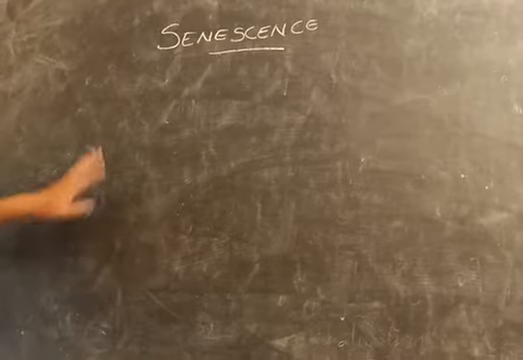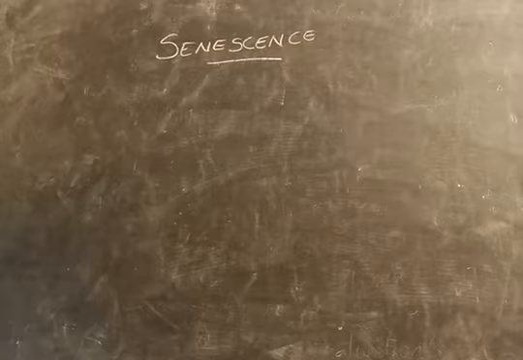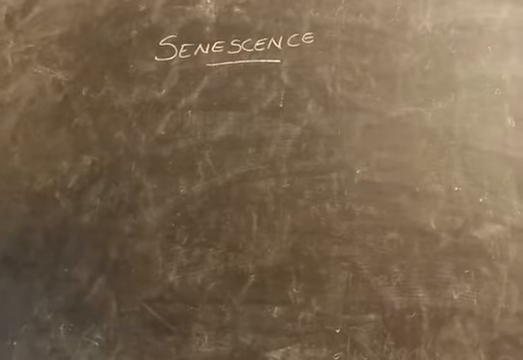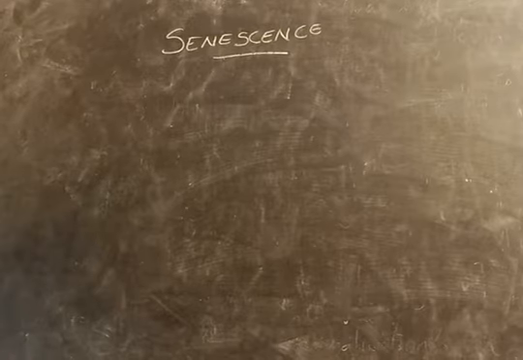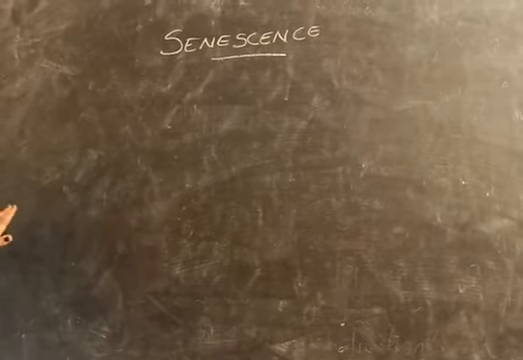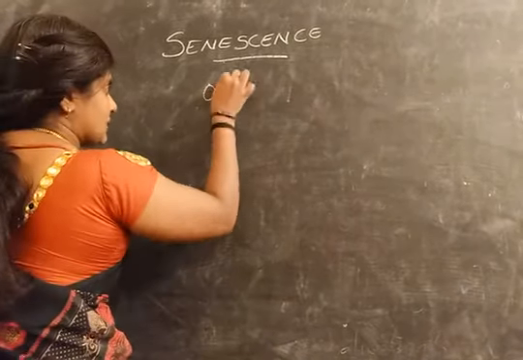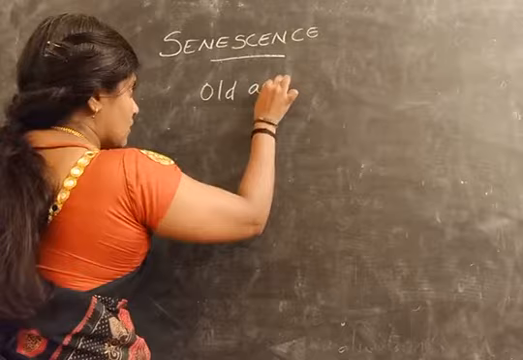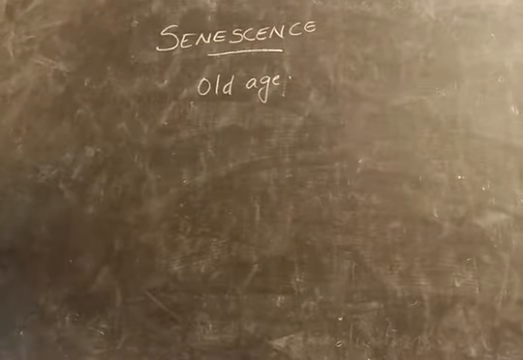So, the next topic is senescence. We know that plant life comprises sequential events like germination, juvenile stage, maturation, old age and death. Senescence is simply the old age of plants. Old age plants are called senescent plants.